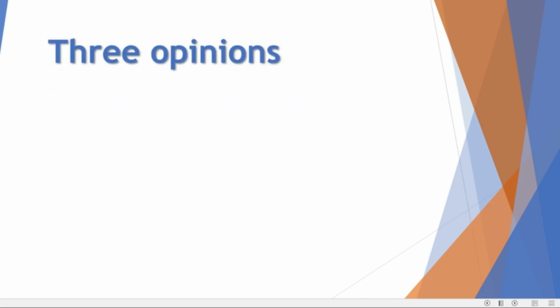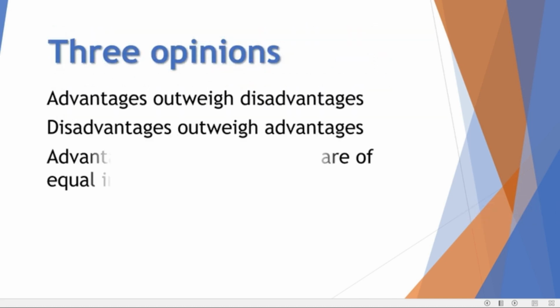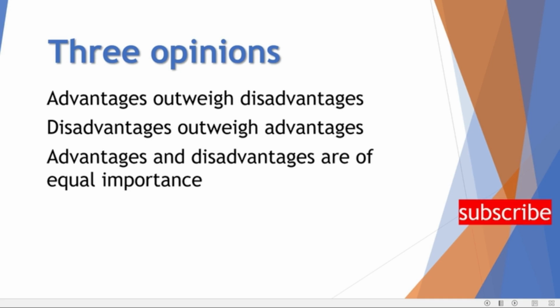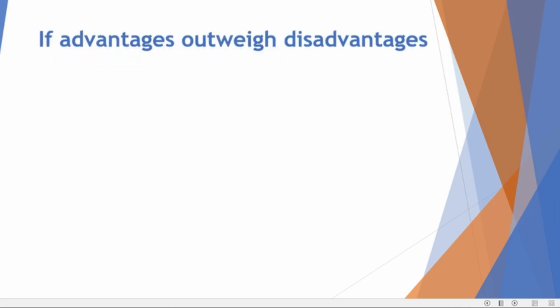Your opinion is yours and it can be anything. You can say that there are more advantages, or you can say that there are more disadvantages, or you can say that there are an equal number of advantages and disadvantages. Clearly answer the question in the introduction itself. If you think there are more advantages, you can write something like this.